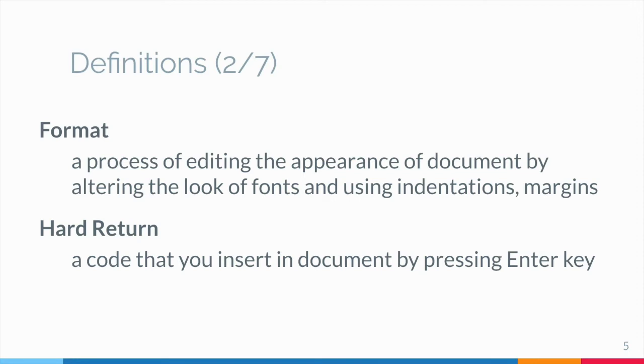The hard return is a code that you insert in the document by pressing the Enter key. A hard return usually marks the end of a paragraph. In Word, the paragraph mark is shown by the symbol that you can see on the slide.